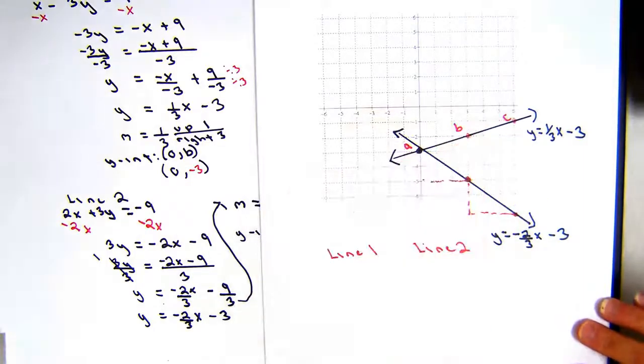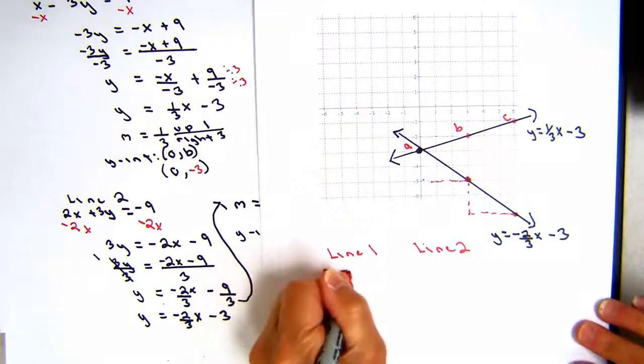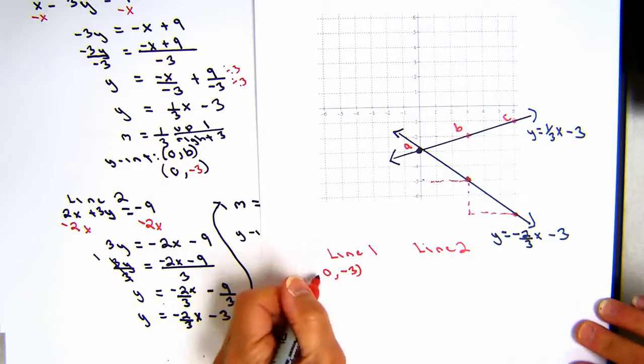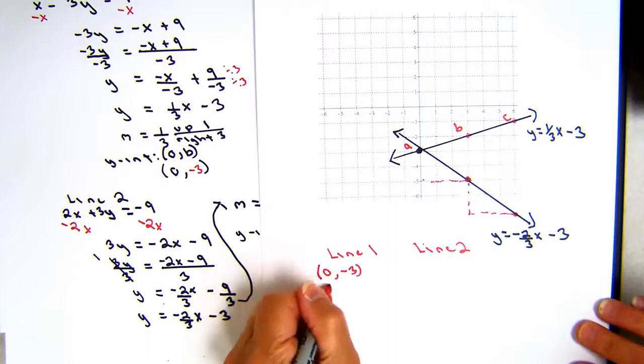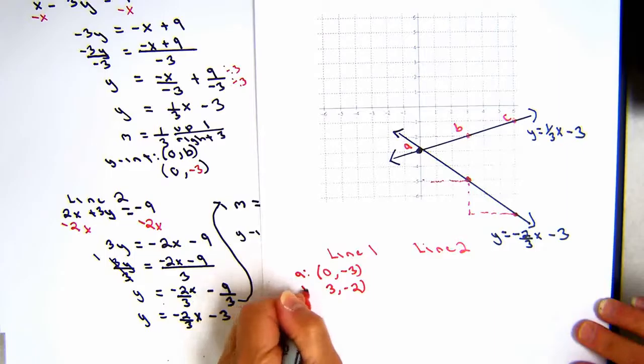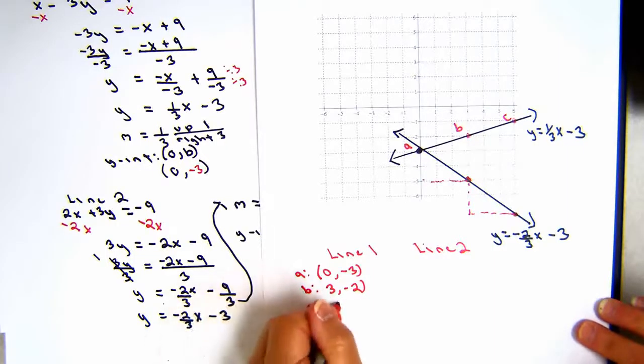Well, A is 0, negative 3. B is 3, negative 2. And then C, what's C? C looks like it's 6, negative 1.